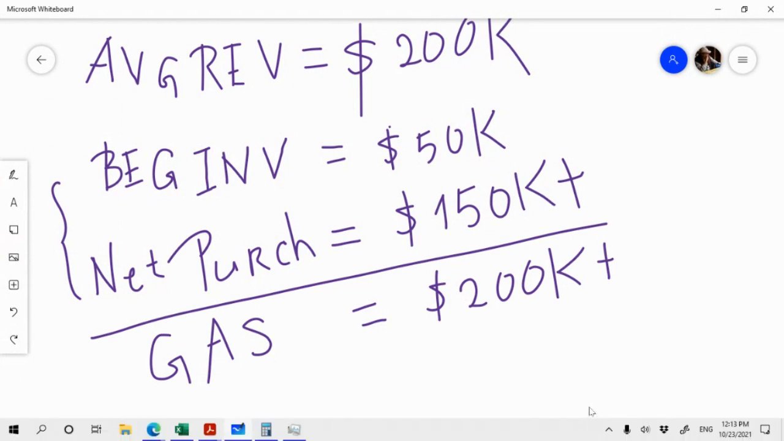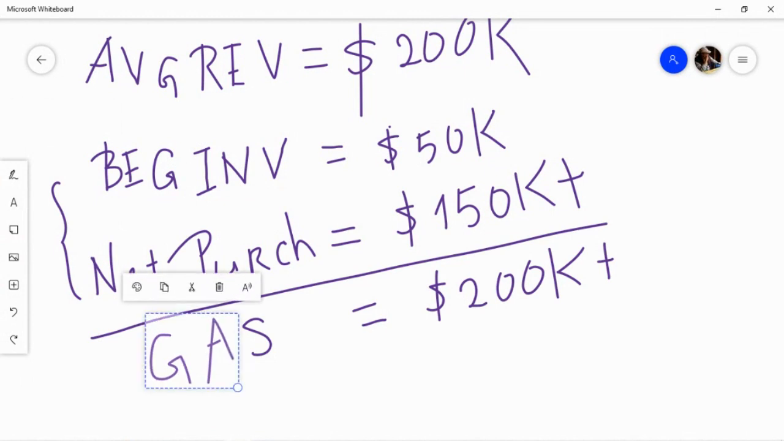Is it goods and services? I don't know. No. Goods available for sale. Yes, goods available for sale. Who was that? Anna? Who said goods available for sale? Anna, okay. Anna, so you got another 0.25.